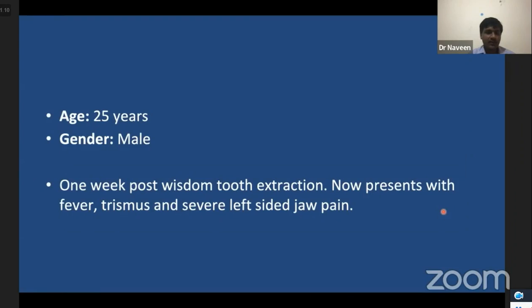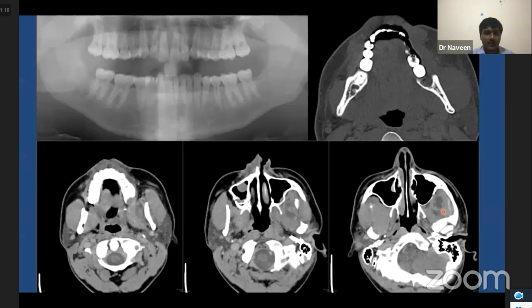Another patient is a 25-year-old male patient who, after wisdom tooth extraction, presented with fever, trismus, and left-sided jaw pain. Here, the orthopantomogram shows that the tooth socket is blurred, and on the CT bone window we can see the loss of the tooth.